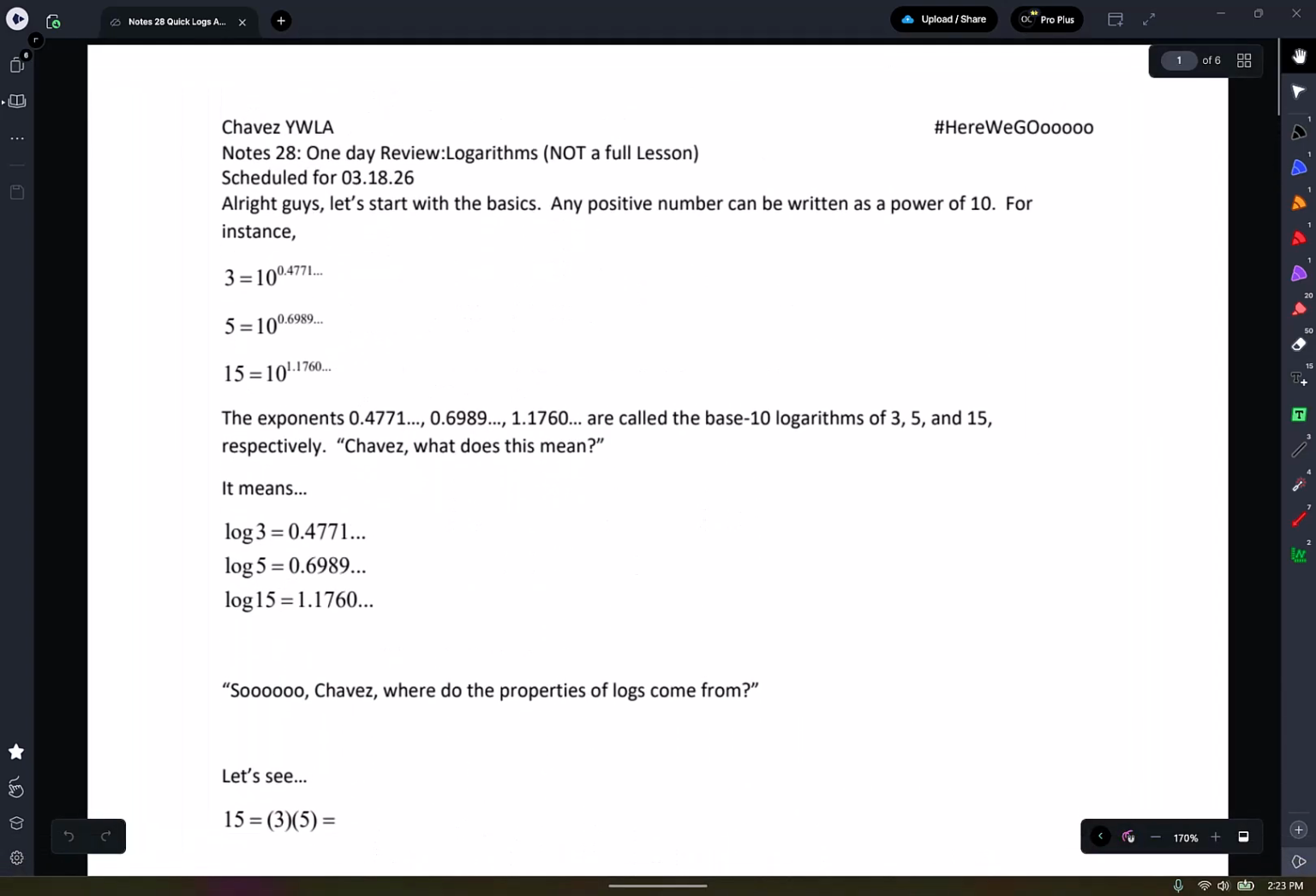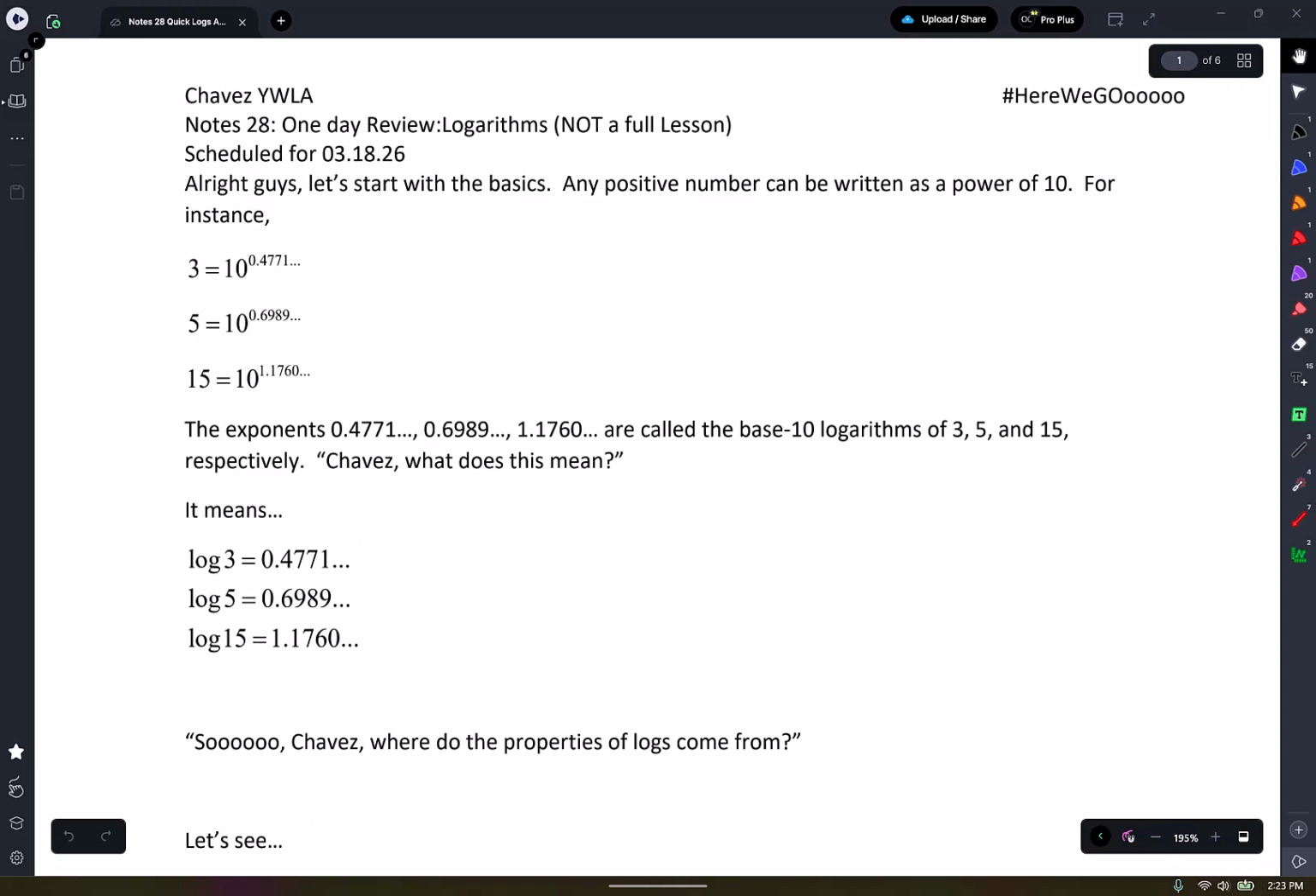All right, logs. This is not a full lesson, so relax. If you feel we need a full lesson, we will do a full lesson on logs. So this is kind of like an overview of logs. Before we get started, guys, logs and exponential functions are inverses of each other. So the same rules that apply to exponents apply to logarithms, just a little differently, but it's the same.